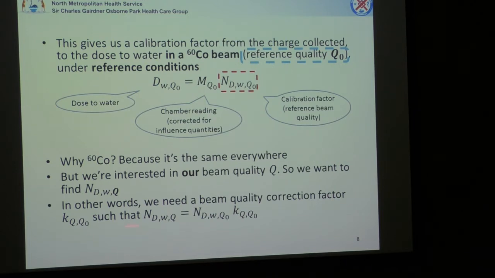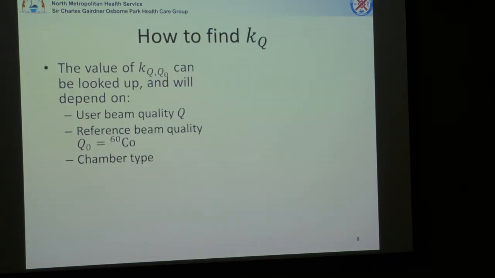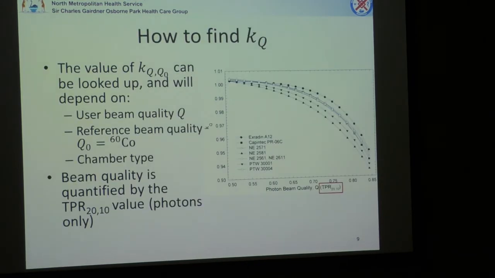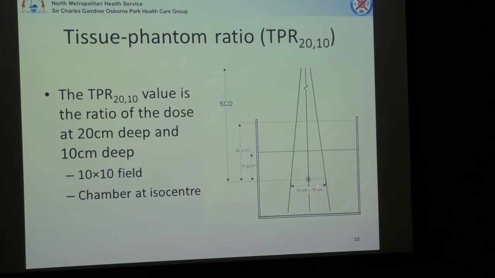So what that means is that we need to find some correction factor, KQ,Q0, which will give us this NDW that we want. So this will correct for the beam quality. So you can look it up, and so I suppose the best way to put this, we need to quantify our beam quality, so we use this TPR 20/10 for photons, which is a ratio, I'll come back to this slide, it's a ratio of the dose at 10 centimeters deep to 20 centimeters deep for a constant source to chamber distance, usually 100 centimeters.